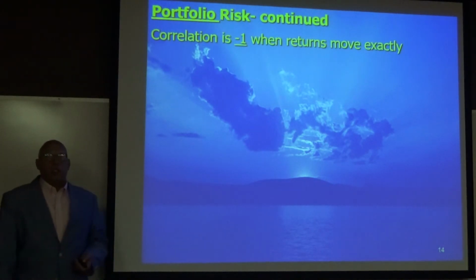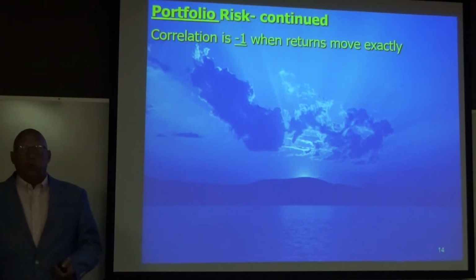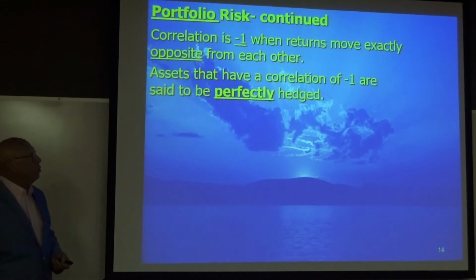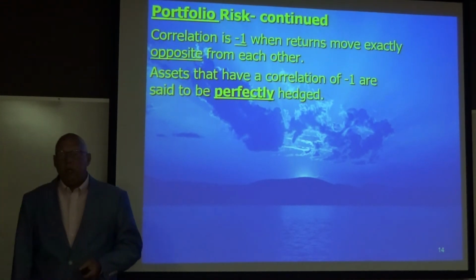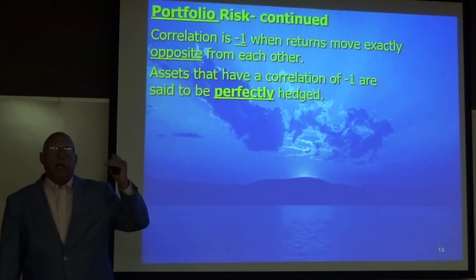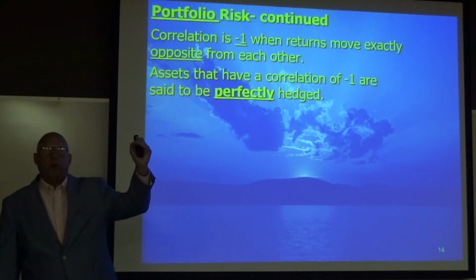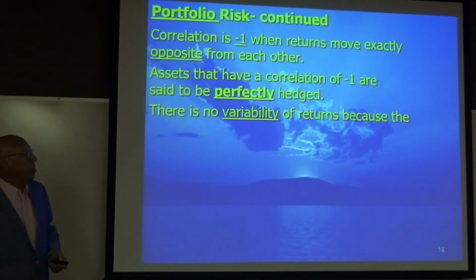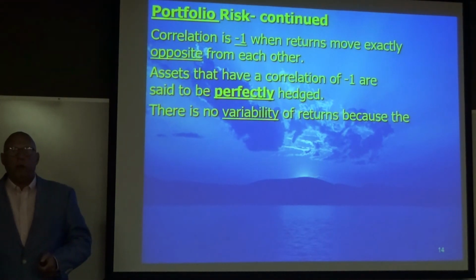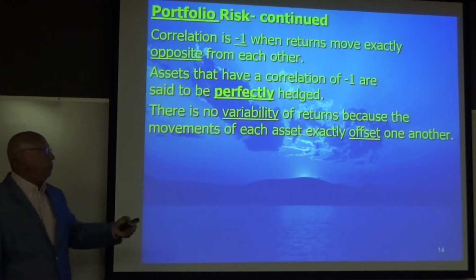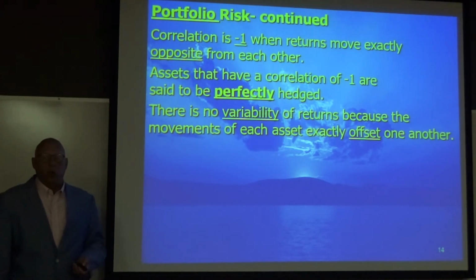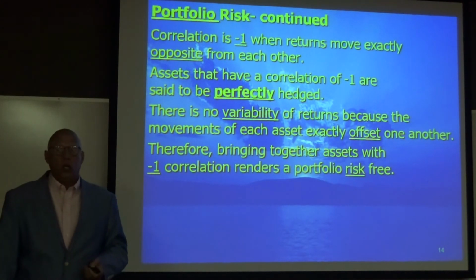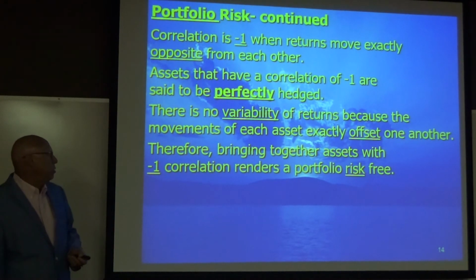Correlation of -1, as I mentioned, happens when returns move exactly opposite from each other. Assets that have a correlation of -1 are said to be perfectly hedged. An asset goes up 1%, and a perfectly hedged asset goes down 1%. Because of this, there is no variability of returns of the portfolio because the portfolio doesn't move. The movements of each asset exactly offset one another. So bringing together assets with a -1 correlation renders a portfolio risk-free.